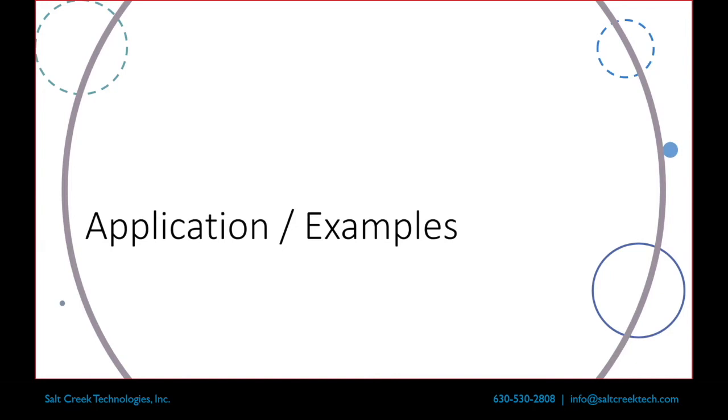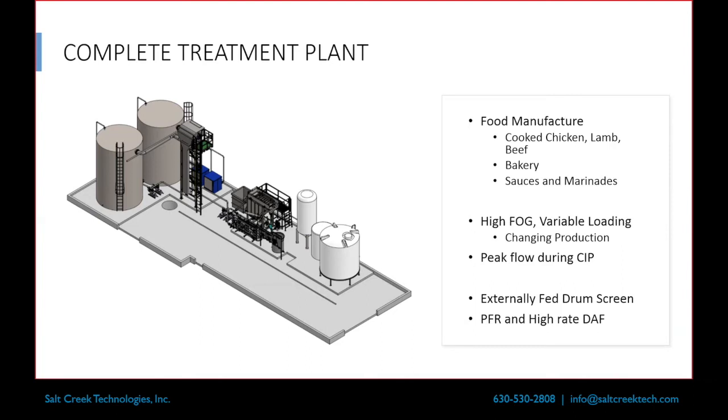So I think it's always easier to talk about actual applications and examples and go through it that way. The first one I wanted to talk about is a food manufacturer. They are cooking chicken, lamb, and beef. Which was interesting about it, it also had a bakery section as well. It had a sauces and marinades portion. They were making dipping sauce. I mean, they had everything in the plant. So it made a pretty challenging wastewater stream to treat.